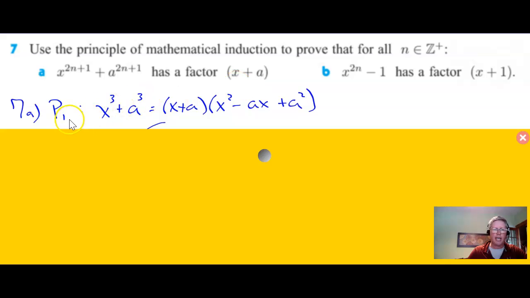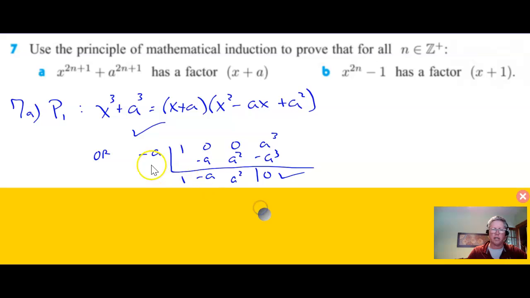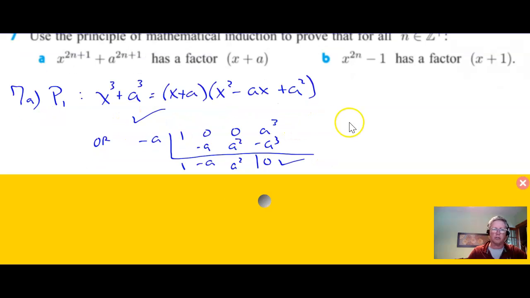Well, let's try the first case. Let's plug in 1 for n because this is positive. Plug it in, we get x cubed plus a cubed. Maybe you're at that stage where you can factor a sum of cubes. It's always going to be equal to that. I'm so into division and synthetic division. What I did is I just said negative a into 1x cubed, 0x squared, 0x, a cubed, and guess what? I got a 0. So both ways, the base case is true.